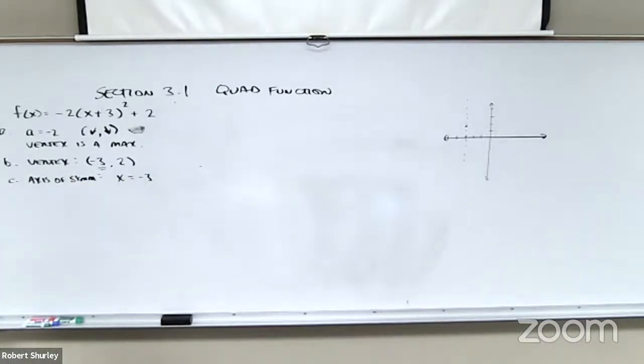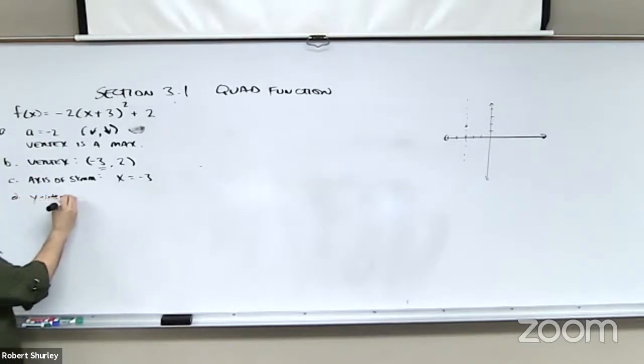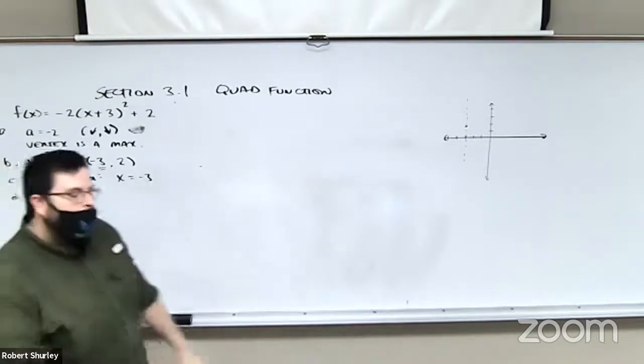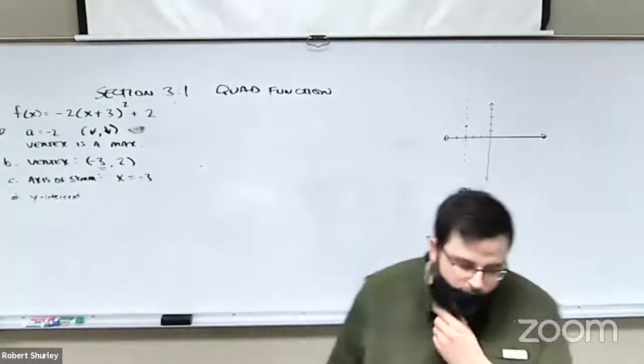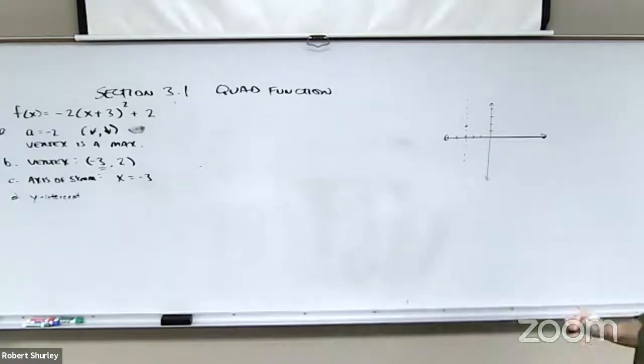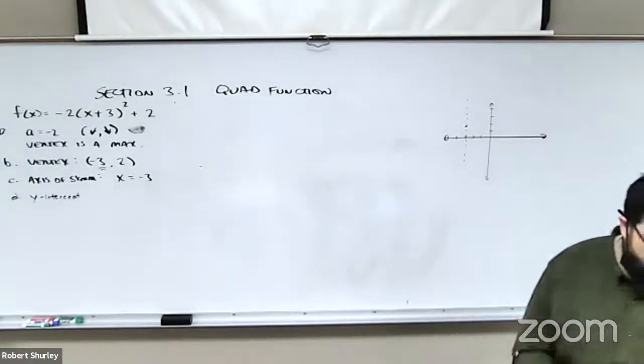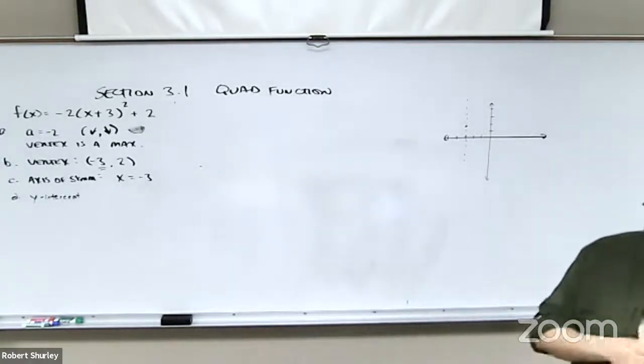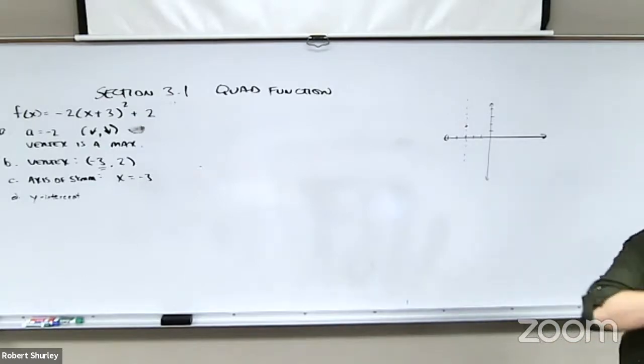Okay, so let's do the y-intercept again. A, B, C, D. Y-intercept. So here's a good question. Could we ever have more than one y-intercept? Could we ever have more than one y-intercept? What do you think?